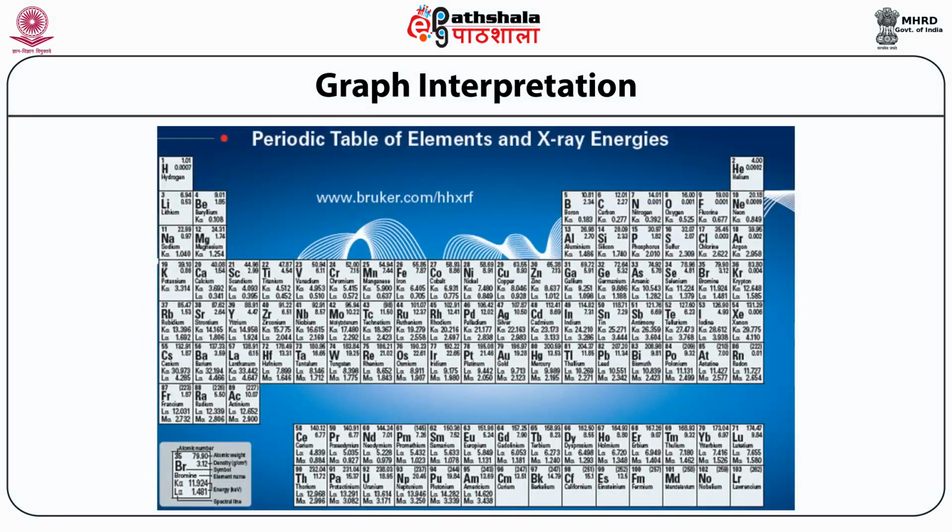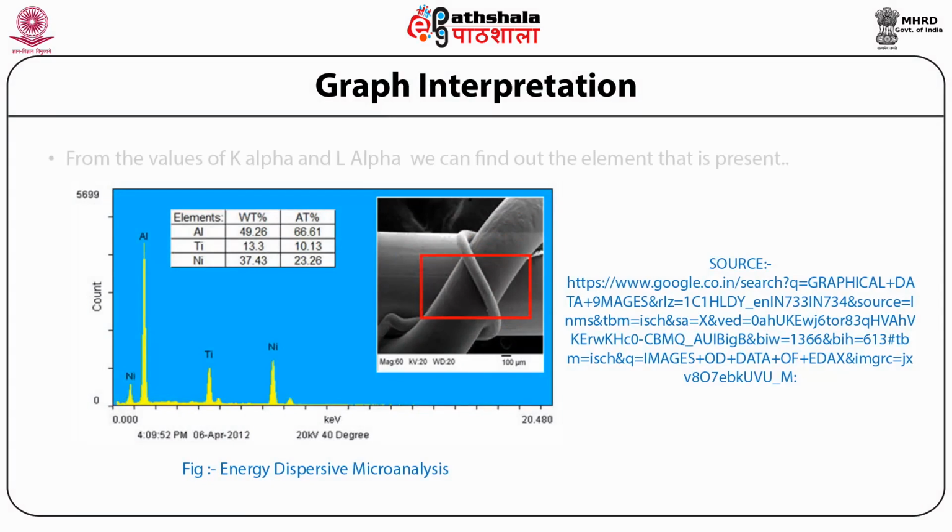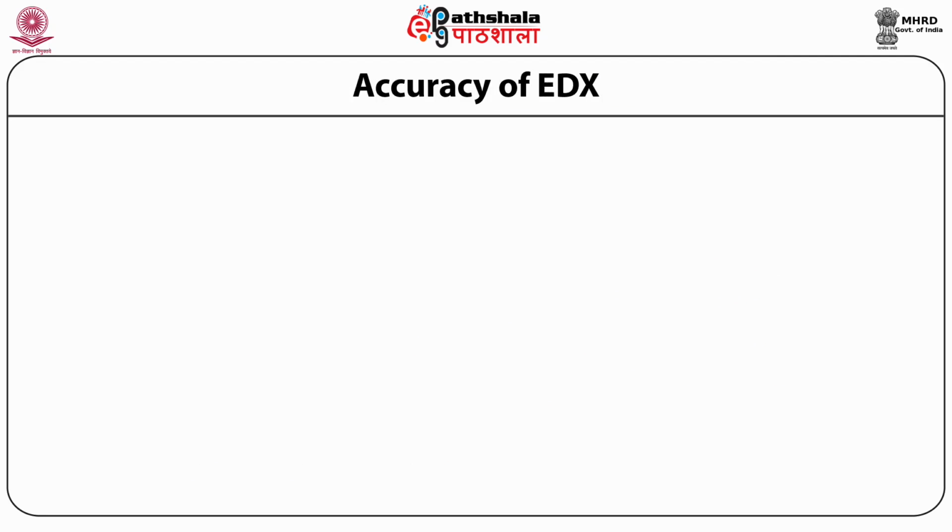The periodic table of elements with their corresponding X-ray energies. From this table, you can easily match the different values of K alpha and L alpha and identify the presence of a particular element. Energy dispersive microanalysis. From the value of K alpha and L alpha, we can find out the elements that are present. As in main EDX technique, it tells us about the various elements that are present, their weight percentage along with the atomic percentage. Now we will talk about the accuracy of EDX.